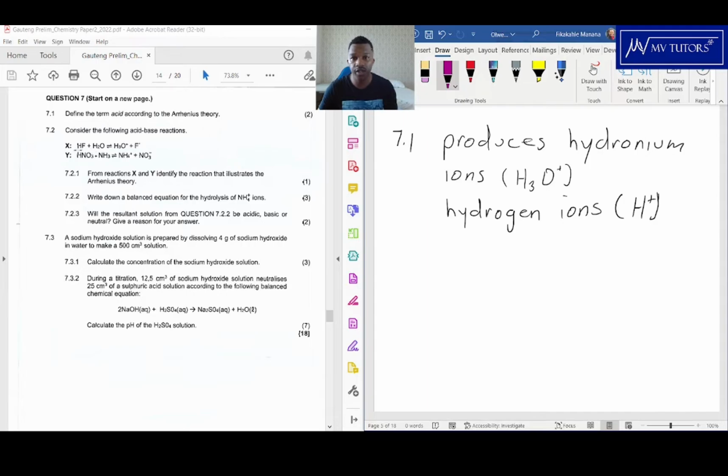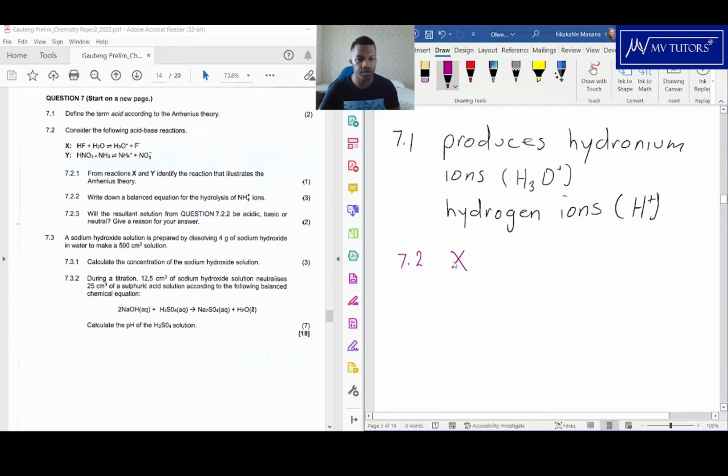If we look at this first one, X, there's a hydronium ion. So we can therefore conclude that probably X for sure. Let's see Y just to confirm. No hydronium ions there, no hydrogen ions. That's it.